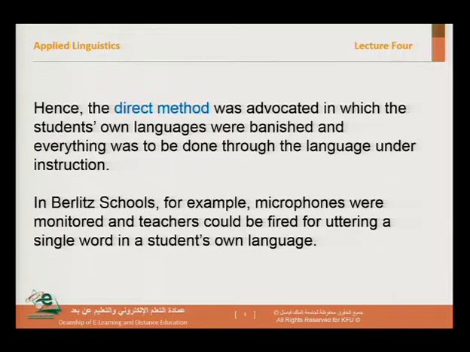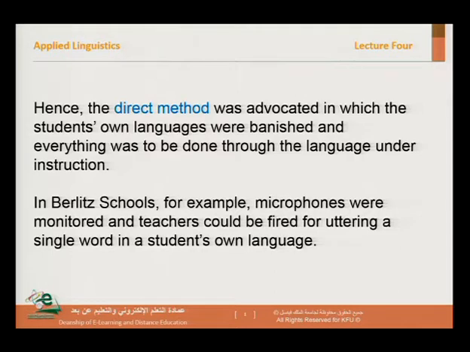Hence, the direct method was advocated, in which the students' own languages were banished, and everything was to be done through the language under instruction. As a teacher, I've got to teach you everything in English, whether you understand it or not. This is the principle of this teaching method: only English should be used in school.